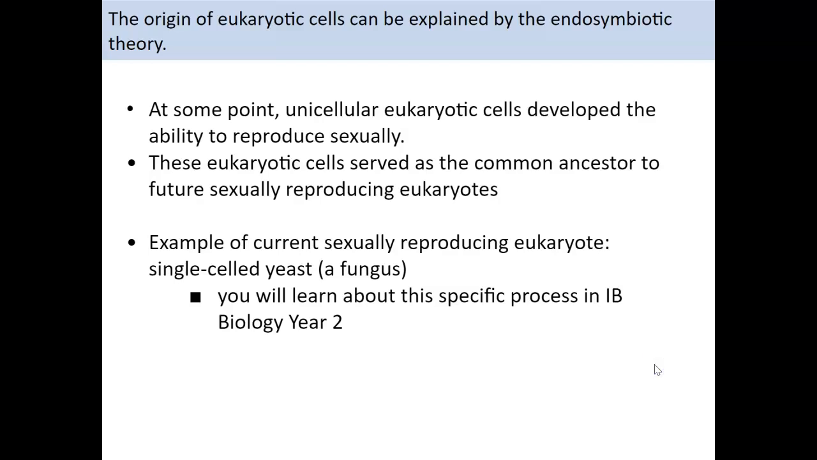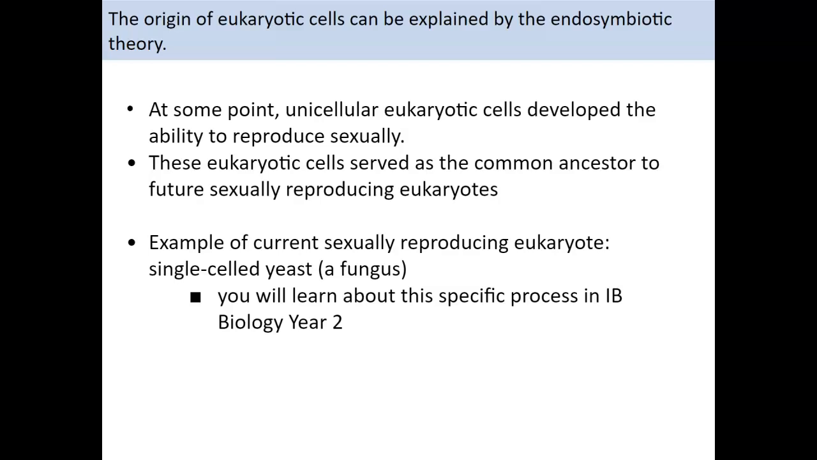So that gets us to the first unicellular eukaryotic cell, but at some point they had to become more complex. So these unicellular eukaryotic cells must have been able to develop the ability to reproduce through sexual reproduction rather than just asexual reproduction. And these sexually reproducing eukaryotic cells would serve as the common ancestor to future sexually reproducing eukaryotes.